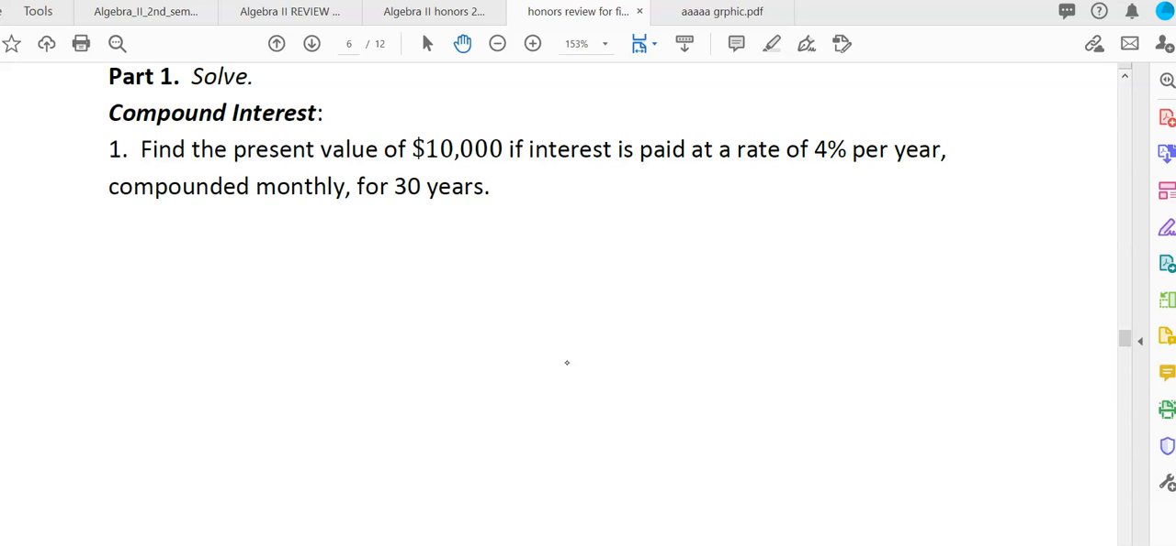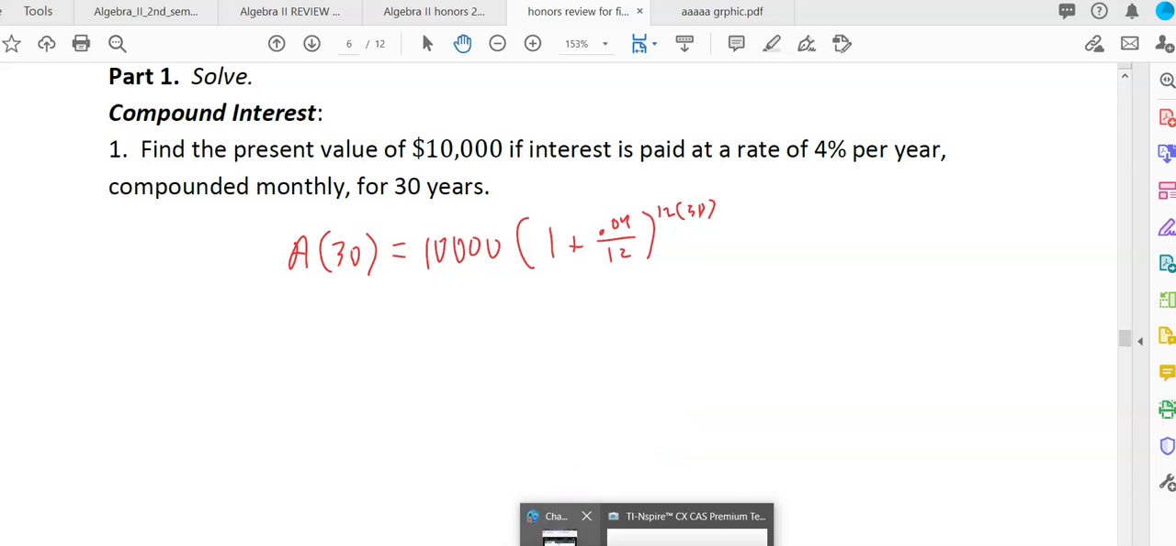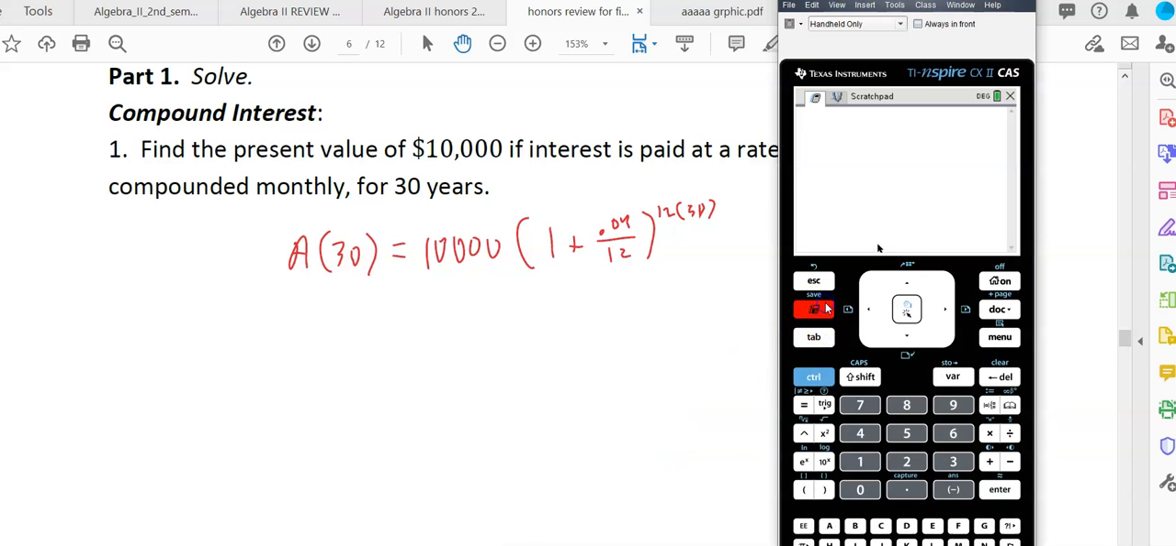Present value, so 10,000. So A of x, or A after 30 years in this case, would be the principal times 1 plus r, which is 0.04, divided by n, which is monthly, 12, to the power of 12 times 30. That's a 12 right there. Then you just put it in your calculator. At that point, it's just plugging in a formula.